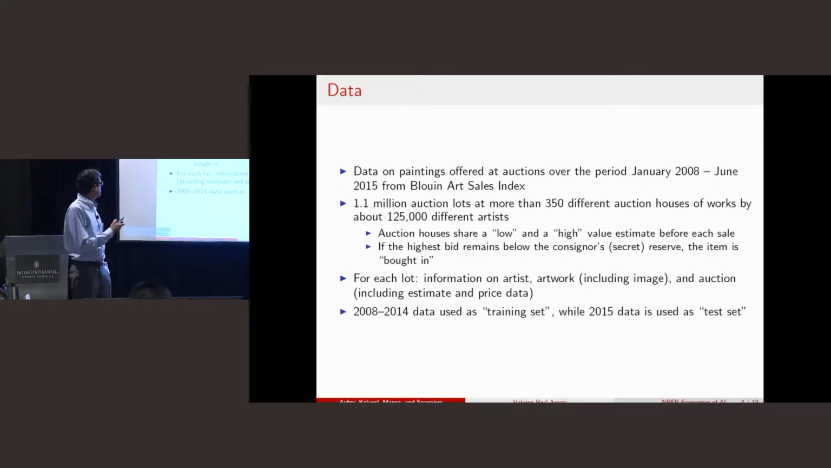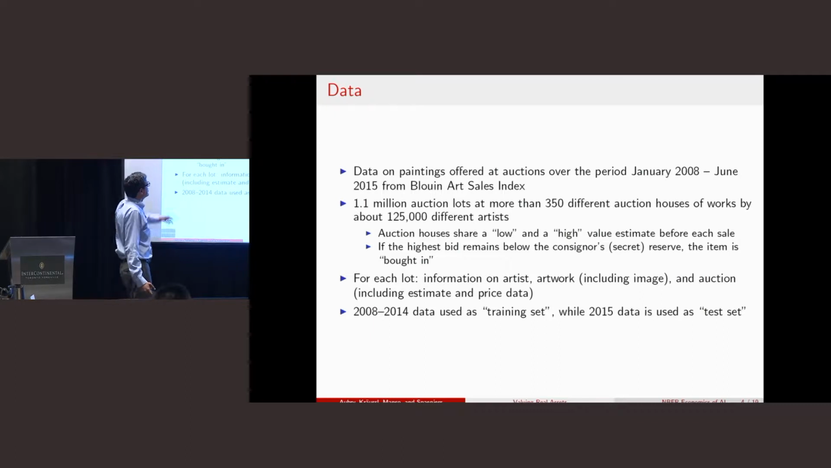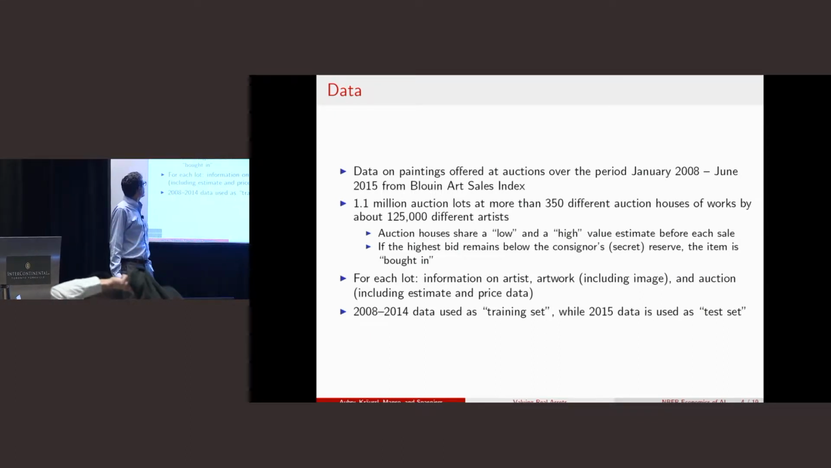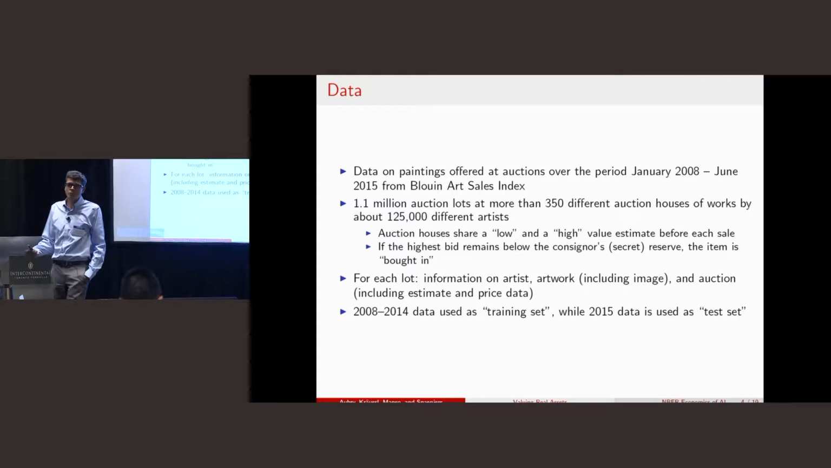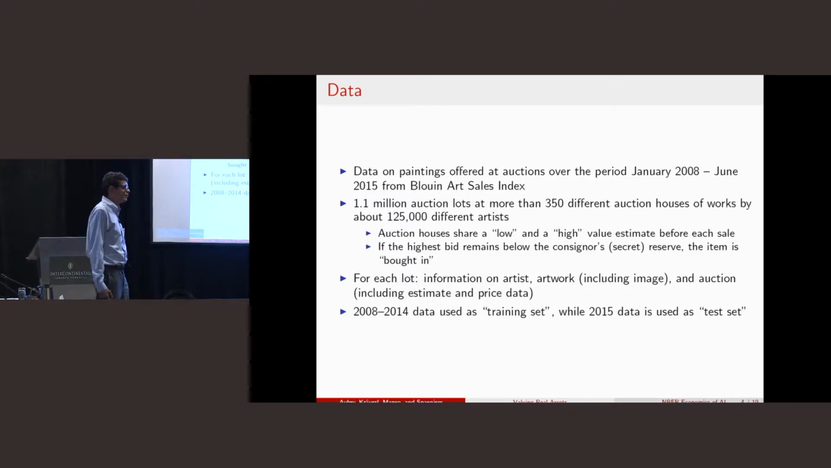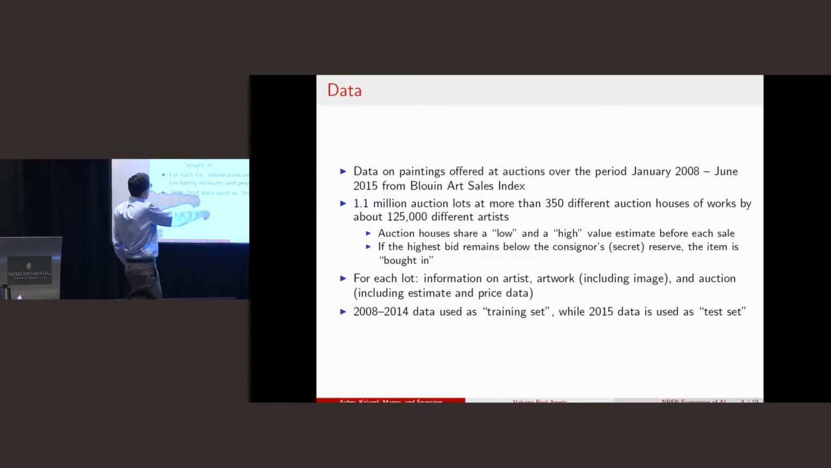All right, so we're going to use this Blouin Art Sales Index. The time period is 2008 to 2015. We have 1.1 million transactions in this database, 350 different auction houses. And we have all kinds of information about each transaction: the artist, the artwork, including the image, which we are going to use in the machine learning estimation, and all the auction data as well, the estimate and the price data.